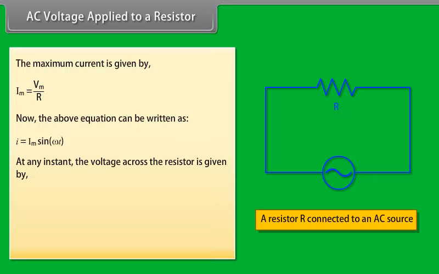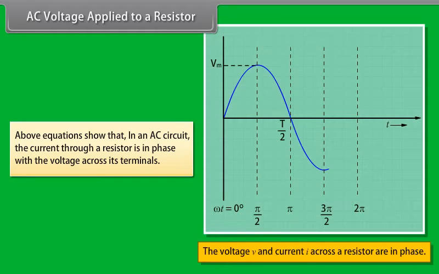We apply Kirchhoff's rule in the loop to get I = (Vm/R) sin ωt. The maximum current is given by Vm/R. Now, the above equation can be written as I = Im sin ωt.